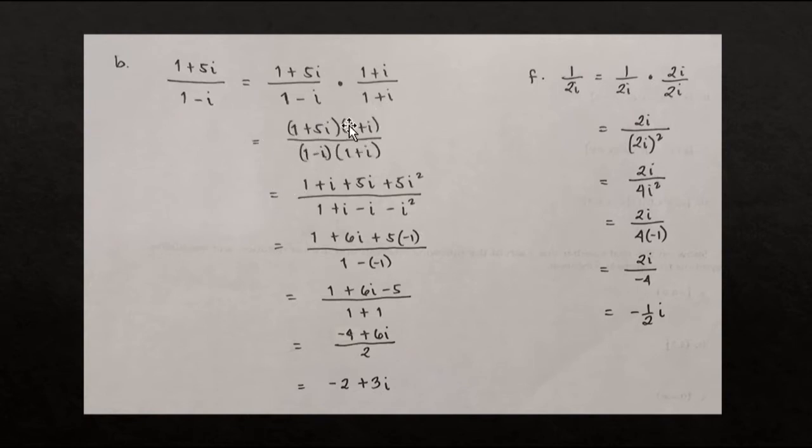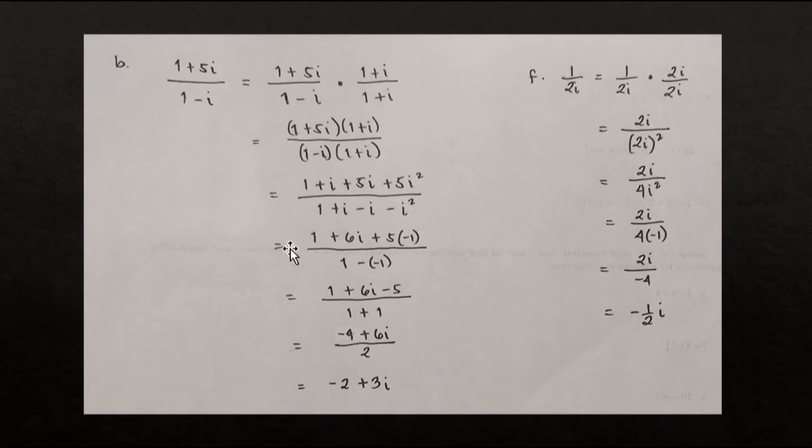So 1 times 1 is 1. 1 times i is i. 5i times 1, that is 5i. Then 5i times i, that is 5i squared. All over, 1 times 1 is 1. 1 times i is i. Negative i times 1 is negative i. Negative i times i is negative i squared.